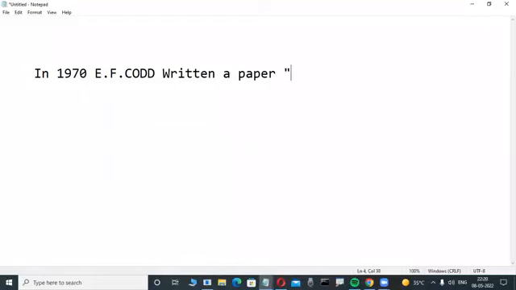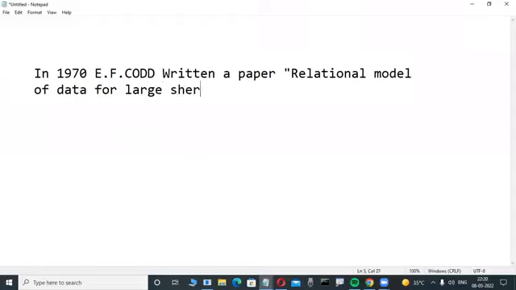Seeing the many drawbacks of the hierarchical and network data model, he showed a very easy way of representing data in the format of a matrix, which is nothing but rows and columns. He wrote the paper "A Relational Model of Data for Large Shared Data Banks". Don't read it, just observe. This is the paper he introduced.